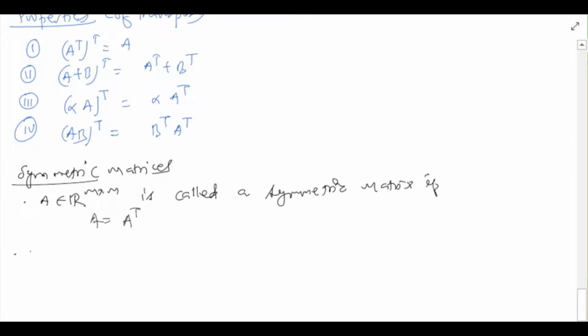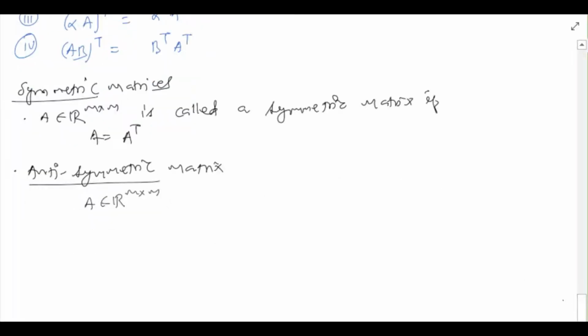Let's see what are anti-symmetric matrices. So again, A, which is an M cross M matrix, is called anti-symmetric if A is negative of A transpose. It's called anti-symmetric if A is same as negative of A transpose.